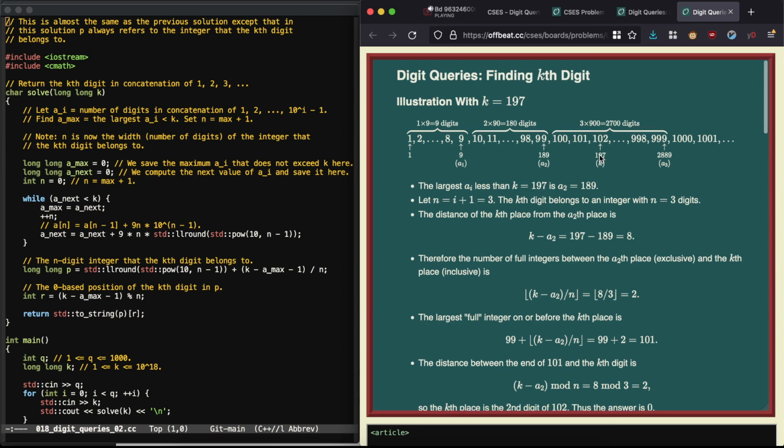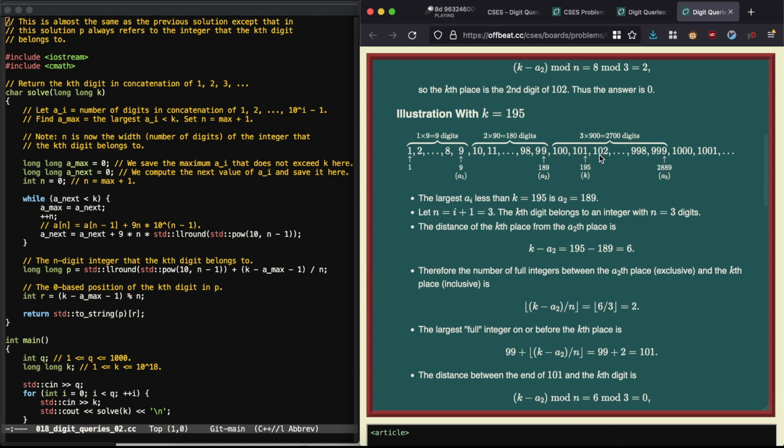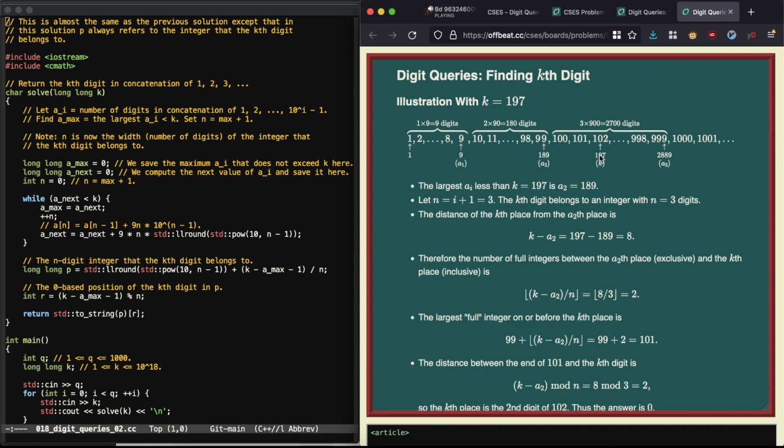And the same thing works out for other cases also. It is easy to verify on our own. So the solution looks like this. I'll just go back once again.